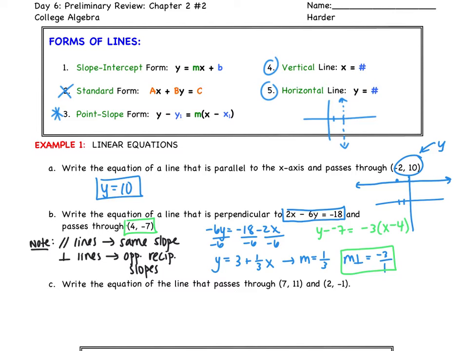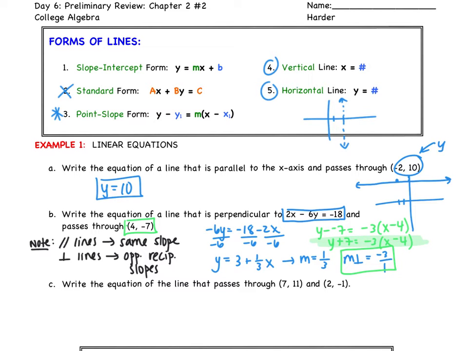So y minus y, that -7 comes from our point. -3 is our slope. 4 comes from our point. I do not want to leave the minus and negative. So instead, that becomes y plus 7 equals -3 times (x minus 4). Leave your answer like that.